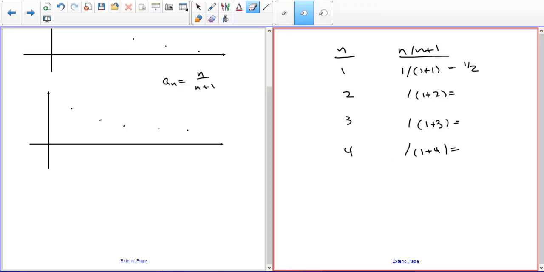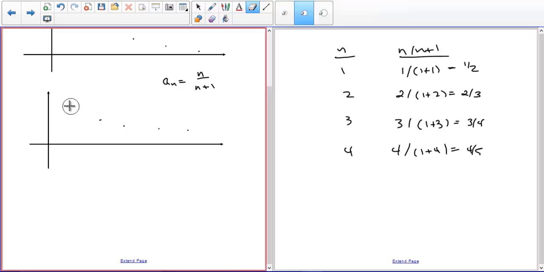So you've got 2 over 3. Sorry. So there you'd have 2 divided by 3. Here you'd have 3 divided by 4. Here you'd have 4 divided by 5. So it actually goes the other direction. Yep, that's right. Sorry. So the first term would be a half. The second term would be 2/3. The third term would be 3/4. Fourth term would be 4/5. And it's going to approach 1.